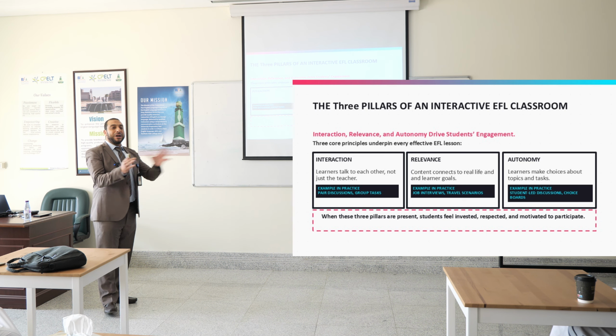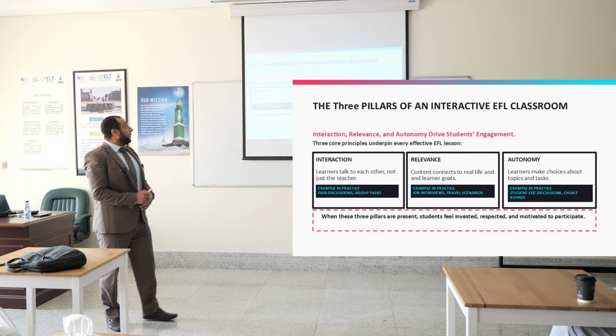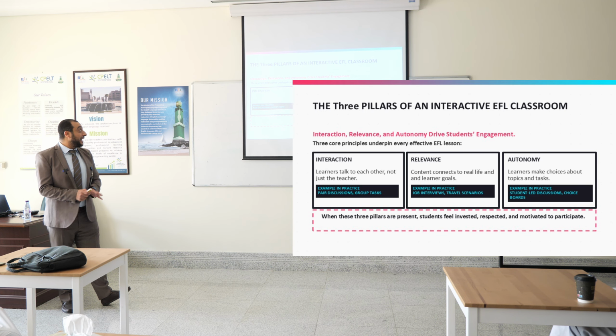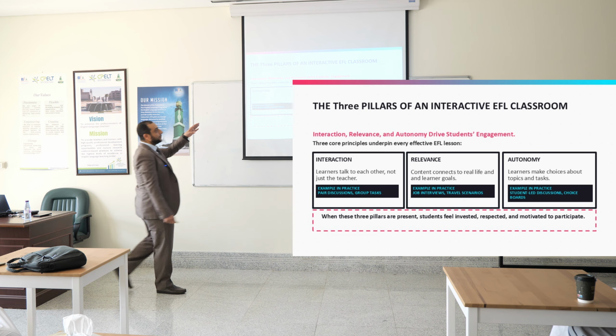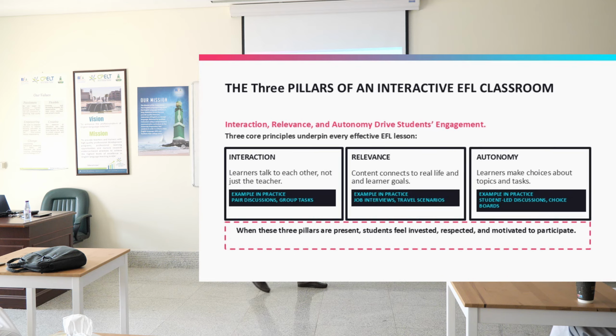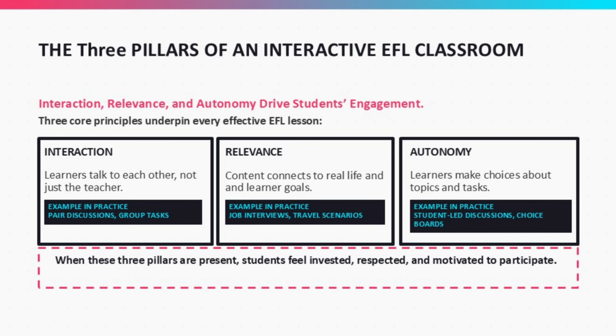So now let's move to the practical part of our session. Here we have 3 pillars of an interactive classroom: interaction, relevance, and autonomy. Research says that these pillars drive students' engagement, and these 3 core principles underpin every effective lesson. So in your groups, please discuss the 3 pillars: interaction, relevance, and autonomy, and how they are important for an interactive classroom. What is their role in a lively classroom? Please start for 2 minutes.